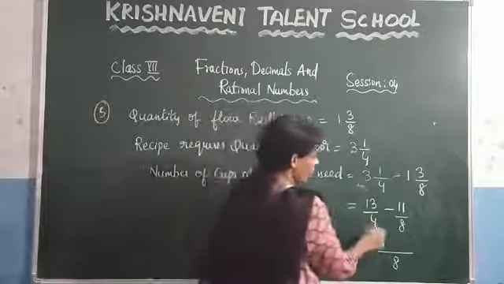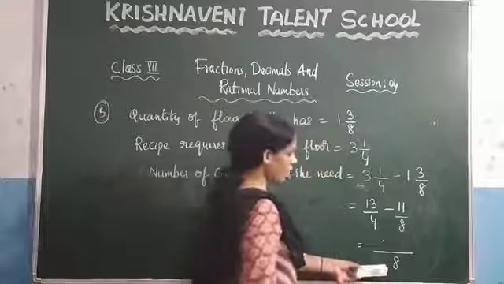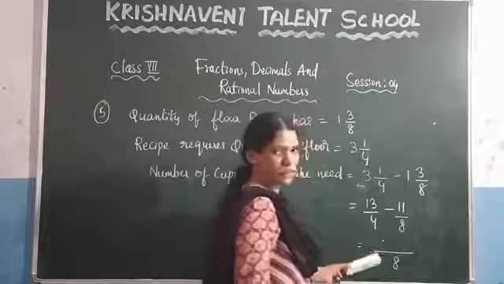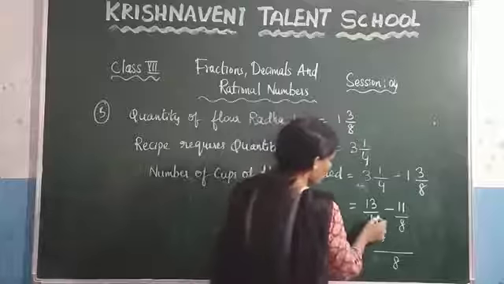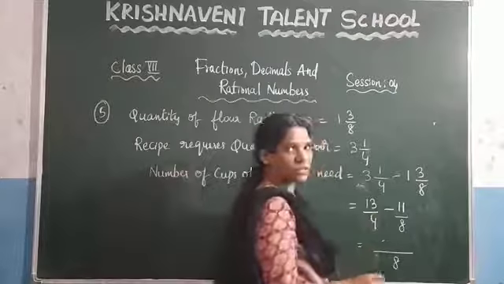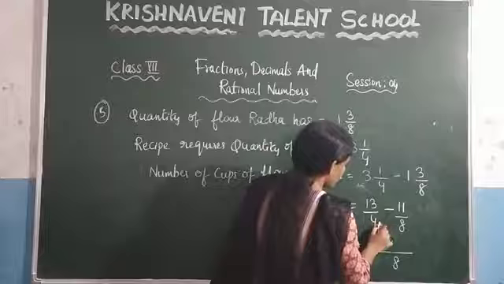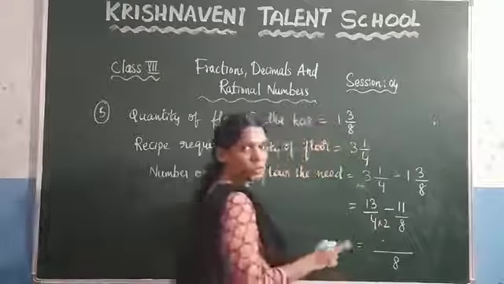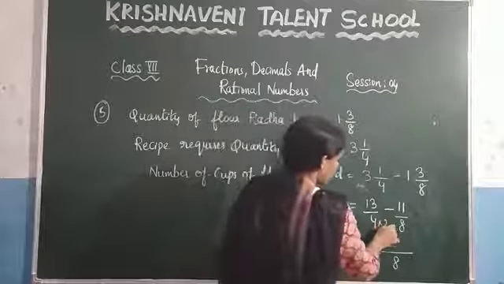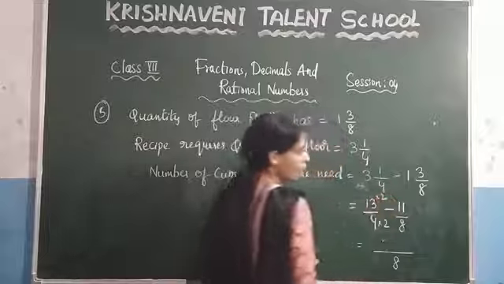check here the denominators. Here what is the denominator? 8, and what is the denominator here? 4. And if you want to make this denominator as 4, which number you need to multiply here with? 2, because 4 2s are 8. Since here we are multiplying, you need to multiply to the numerator.